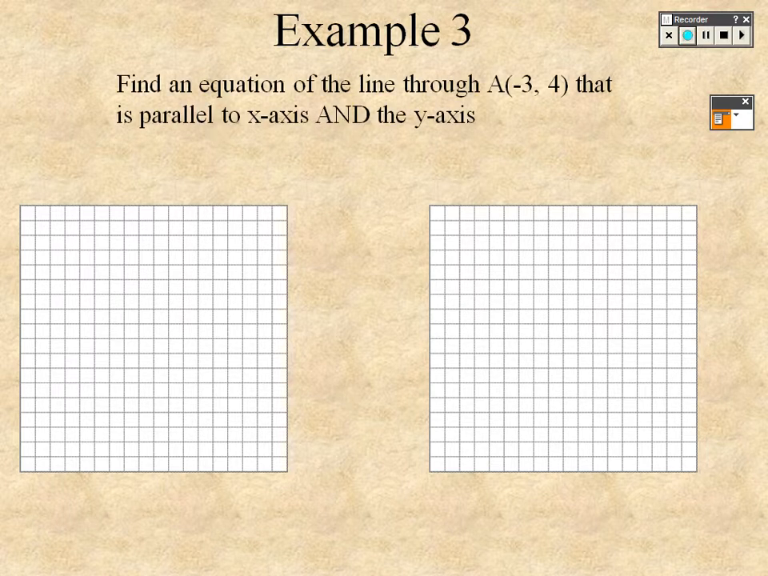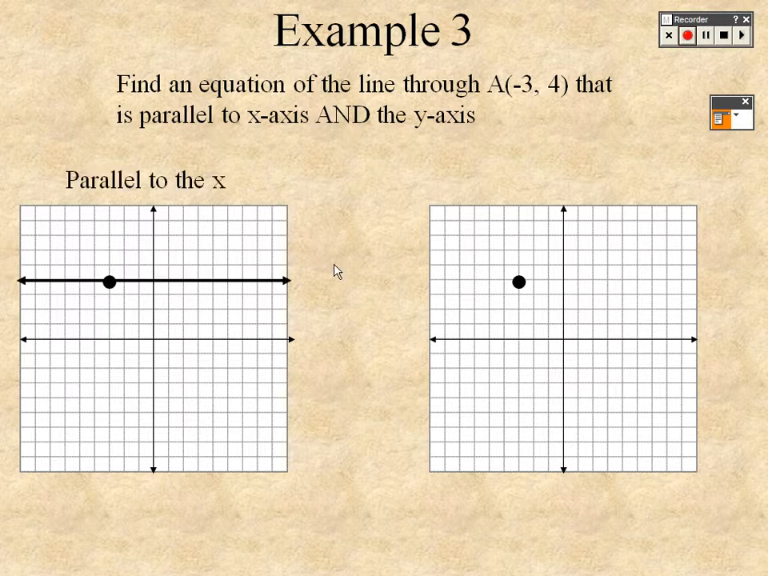Example 3. Find the equation of a line through negative 3, 4 that is also parallel to the x-axis and the y-axis. So, negative 3, 4. Parallel to the x-axis and y-axis. Well, parallel to the x-axis, boom, there it is. It's a horizontal line. Parallel to the y-axis, boom, straight up and down.